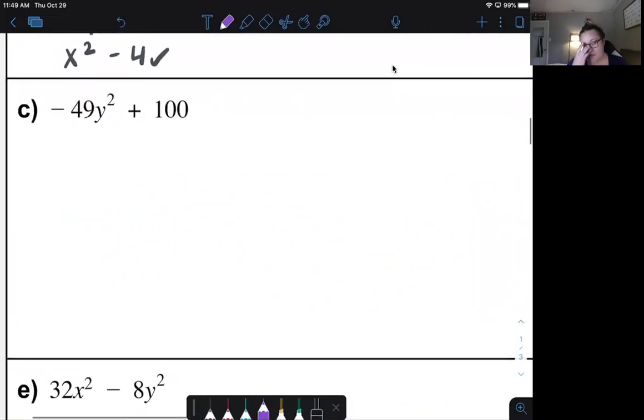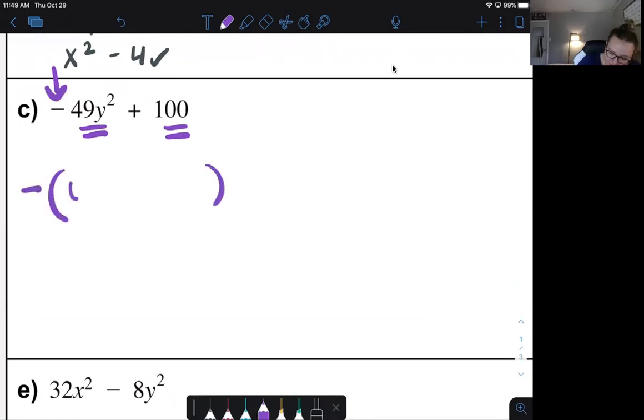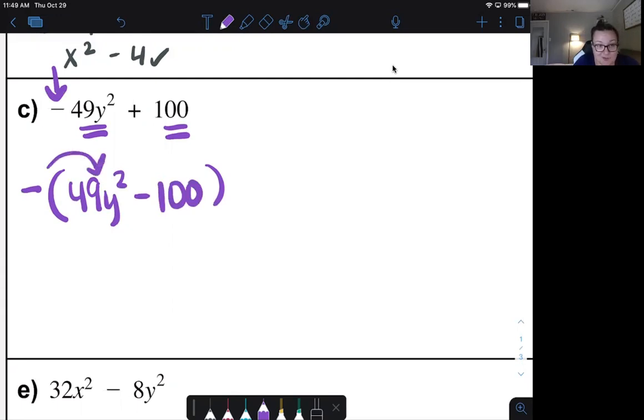Part C. So part C at first doesn't look like it's a difference of squares. In fact, I have a perfect square here and a perfect square here, but they're being added. Well, remember, if your first term is negative, you always want to factor out the negative first. So you're going to factor out a negative 1, and you're going to get 49y squared minus 100. And I know that's right because a negative times 49y squared would be negative 49y squared. A negative times negative 100 would then be positive 100.